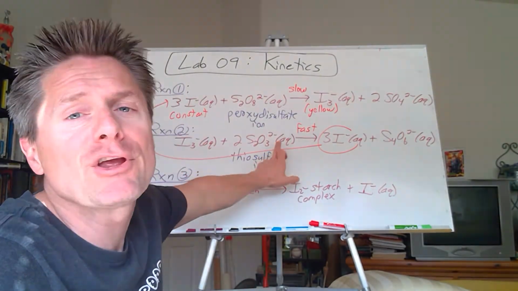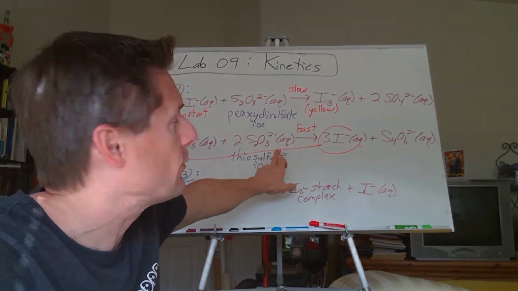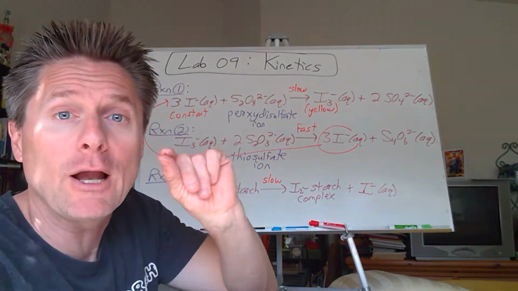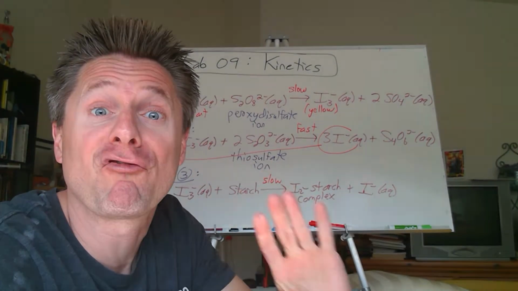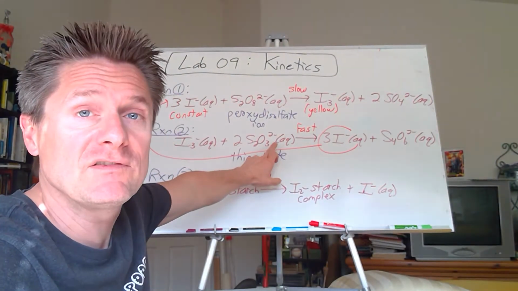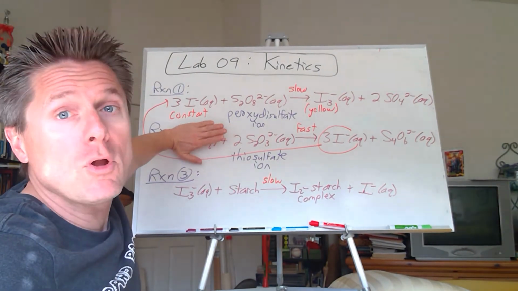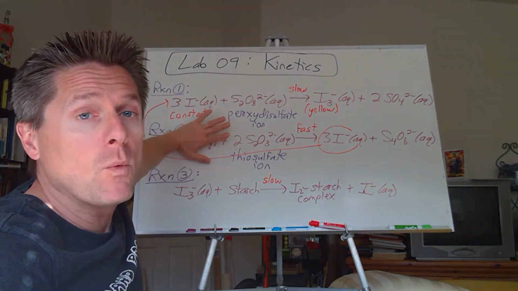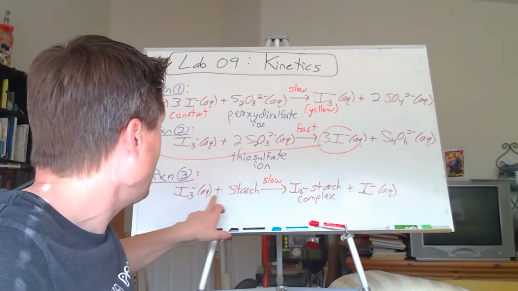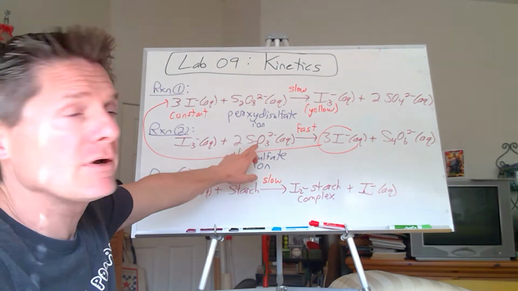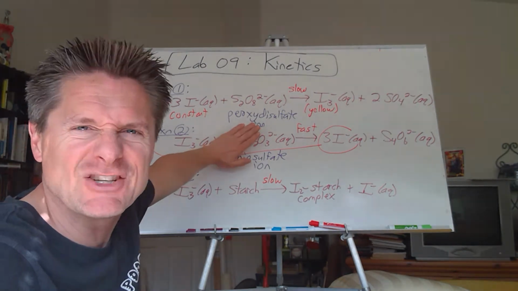I'm going to show you a graph in a second. We're purposely going to make the thiosulfate a lower concentration than everything else so that it goes to 0 first. When that goes to 0, we can no longer run reaction 2. What happens is we go to reaction 3. The I3 minus can no longer react with the thiosulfate because it's gone.